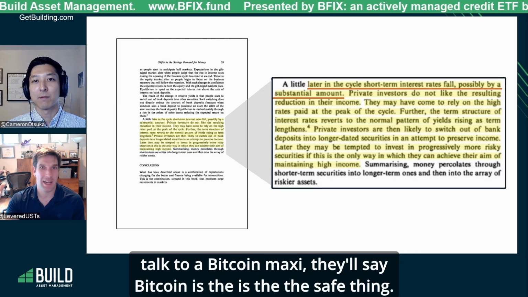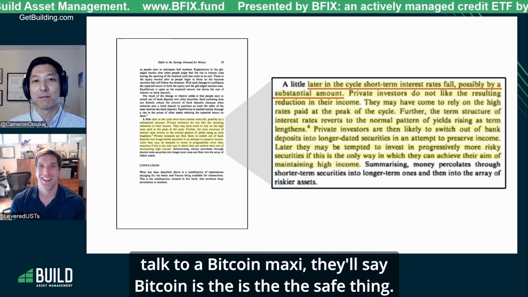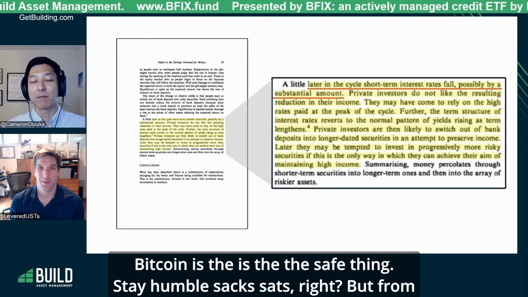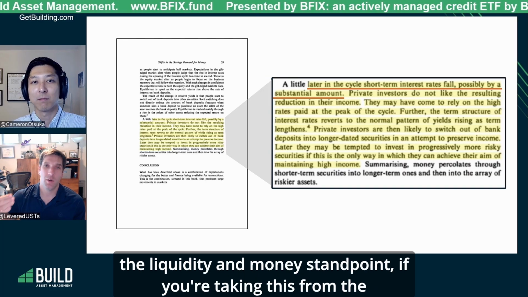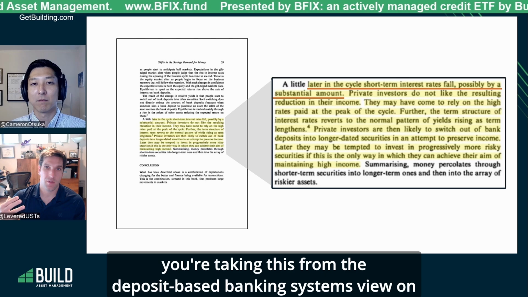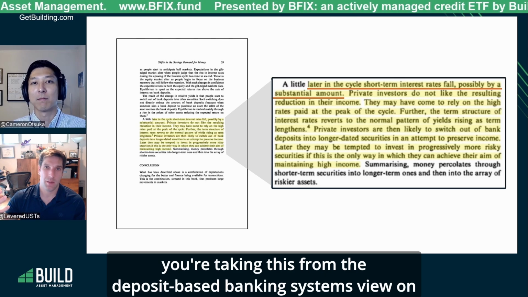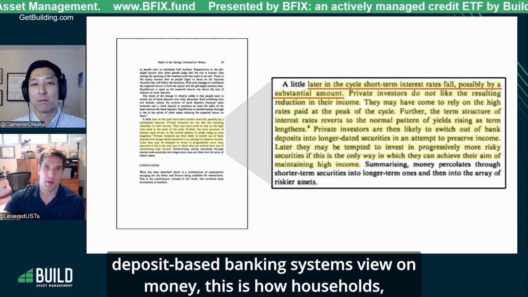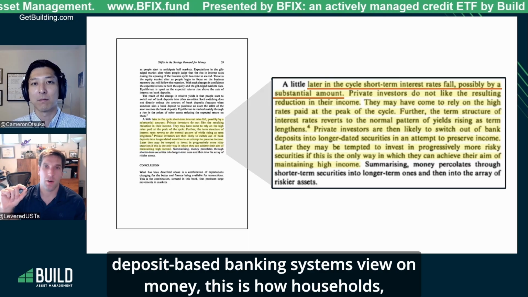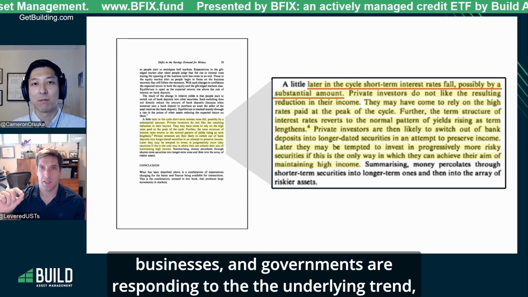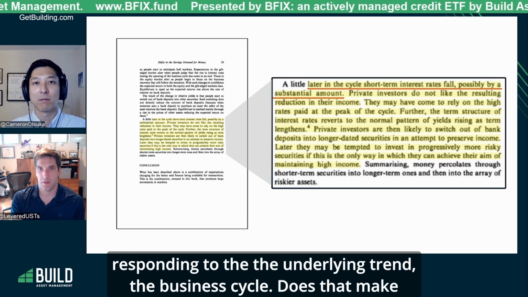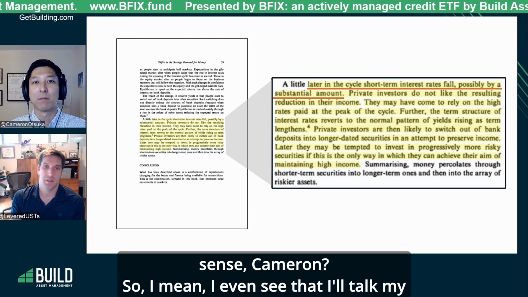From the system's legacy framework, I know if you talk to a Bitcoin maxi, they'll say Bitcoin is the safe thing. Stay humble, stack sats, right? But from the liquidity and money standpoint, if you're taking this from the deposit-based banking system's view on money, this is how households, businesses, and governments are responding to the underlying trend, the business cycle. Does that make sense?